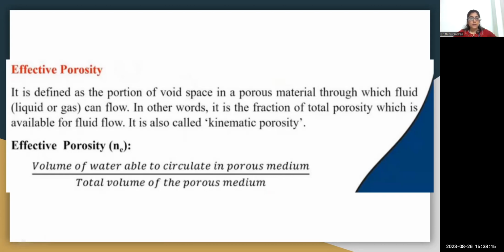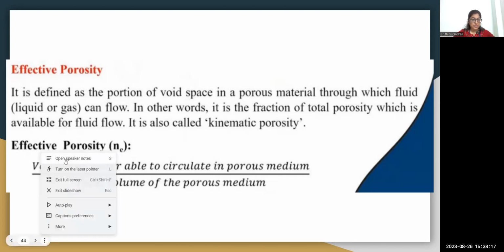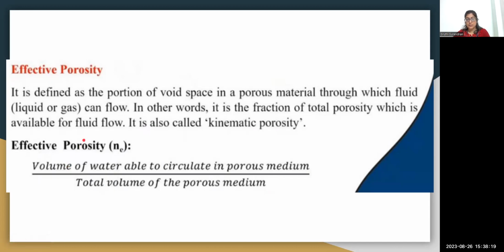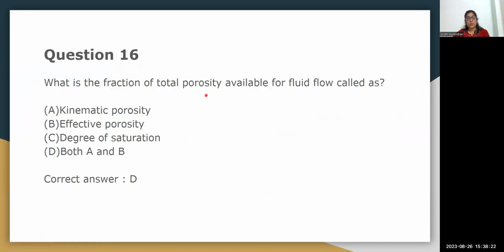Now, another name for effective porosity is kinematic porosity. So here the question was, what is the fraction of the total porosity available for fluid flow called as? It's effective porosity, and another term used for it is kinematic porosity. So option D will be the correct answer, both A and B. Once again, effective porosity is the portion of the total porous volume that is available for the fluid to flow.